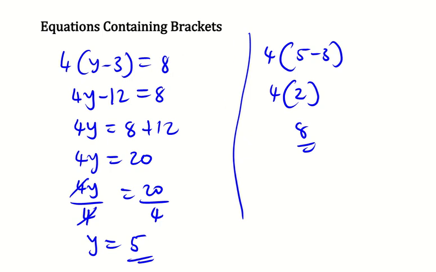So these are the steps you need to do. First of all, clear off the bracket, and then you move the letters on one side and the numbers to the other side. Is that okay? Then you solve, and then you get the value of the unknown. These are the steps you need to take when you want to solve equations containing brackets.